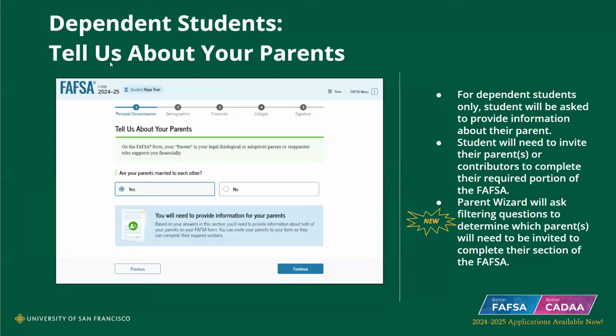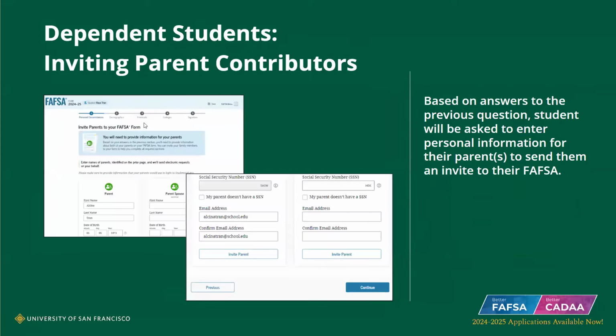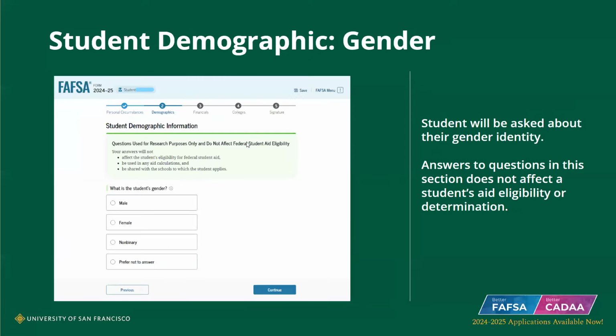But when you put that you have parent information and you don't put that your parents are unwilling, then they start to ask you if your parents are married to each other. It's going to ask you to tell us about your parents. And then it asks you to invite your parents as contributors. And you can see it says parent, parent, spouse, if you put that your parents are married. And then it asks you for the information I told you it would ask earlier: parent social security number, email address, last name, date of birth, and so forth. You would have to answer your information on the parent contributors.